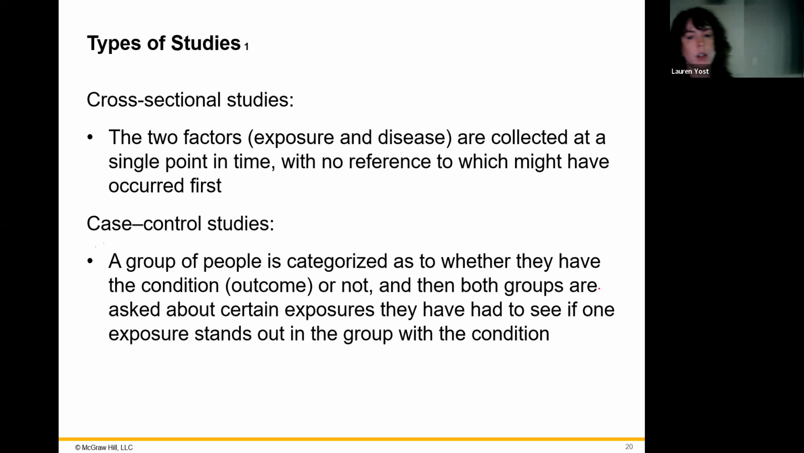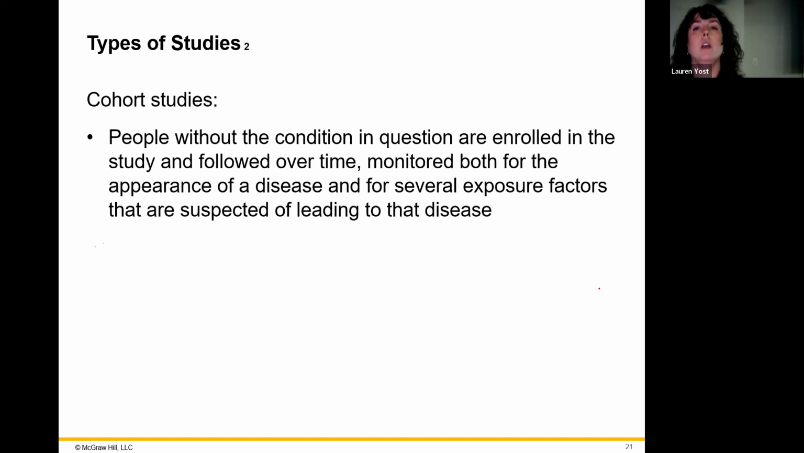Case control studies. Here we have a group of people that are categorized as to whether they have the condition or not. And then they're going to be asked questions about their exposures. So they'll ask the people that actually have the disease, what did you do this week, right? And then people who didn't have the disease, what did you do this week, right? And if there's something that stands out specifically relating to people who were sick, then they could see that as a potential road to look down for a cause, right? So that's the idea: comparing sick and not sick and trying to see what the sick people have going on.